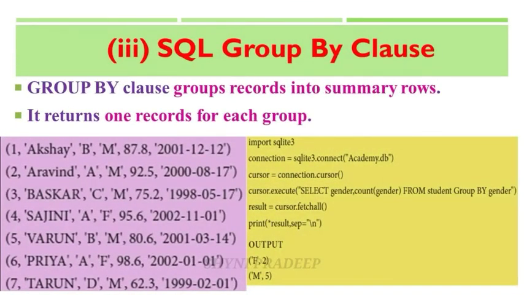Next one is SQL GROUP BY clause. The SELECT statement can be used along with the GROUP BY clause. The GROUP BY clause groups records into summary rows. Here see this condition: SELECT gender, COUNT(gender) FROM student GROUP BY gender. Here COUNT is the aggregate function. This COUNT function is used to count the number of female and male students. Okay. See here, number of female students 2, number of male students 5.